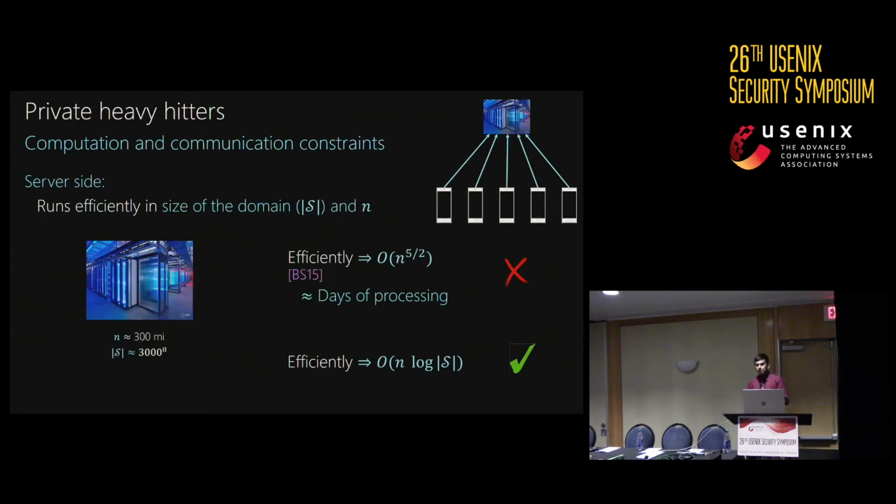Here, by efficiently, what we mean is it should run linear in the number of samples and logarithmic in the size of the domain. This is actually achievable in reasonable computation time. So this is the setup of the problem we are looking at. We are looking at finding out the new words, which can be formalized as private heavy hitters. For heavy hitters, we have some computational and communication constraints, which have primarily been brought in from the perspective of the scale of the problem.